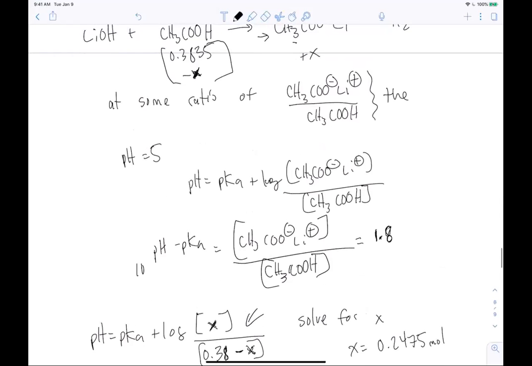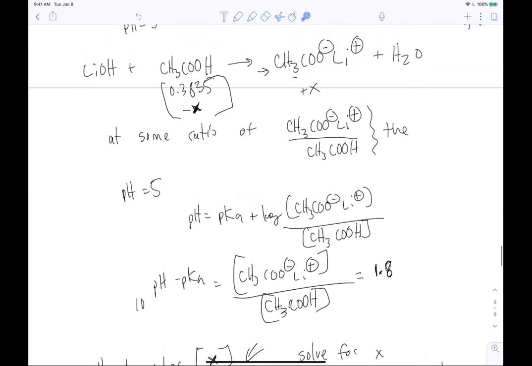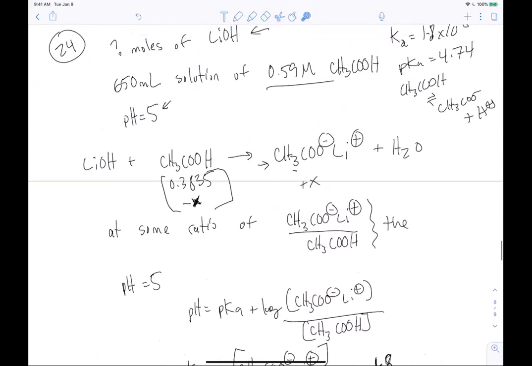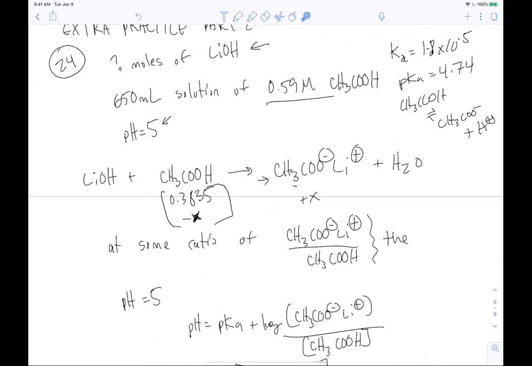All right, so let me take it from the top. They're asking you how many moles of lithium hydroxide you need to add. What you're really trying to figure out is the concentration of acetic acid and lithium acetate at pH 5, because that's going to be your buffer. For a solution at pH 5, how much of this acetic acid that we're starting with, 0.5 molar, has to be converted to lithium acetate? That's the question we're asking.